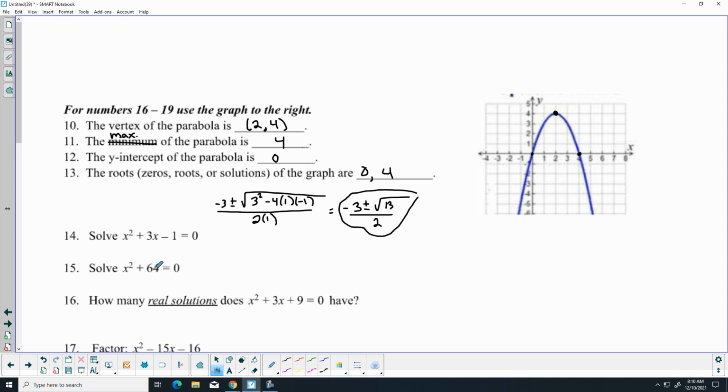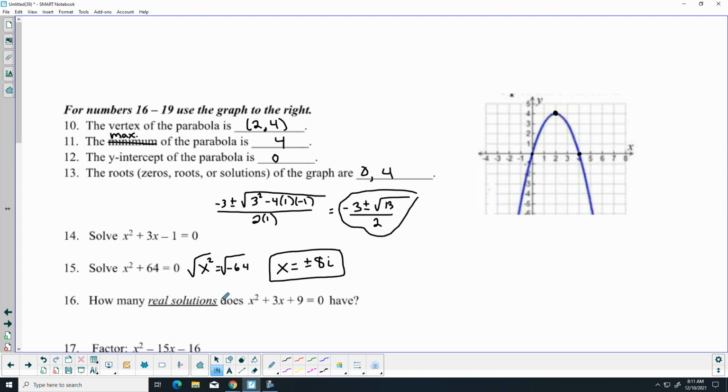So now I want to solve this one. I'm going to solve it using square roots. And I get x squared equals negative 64. Take the square root. I notice right away that there's a negative underneath the radical, so I'm thinking i. And the square root of 64 is 8, so plus or minus 8i.